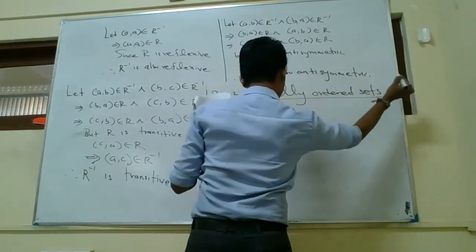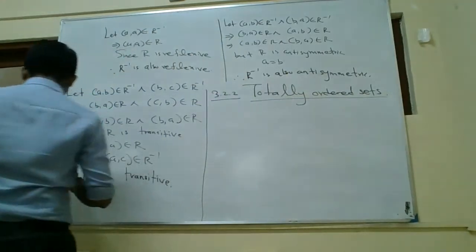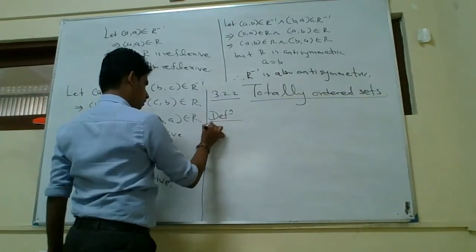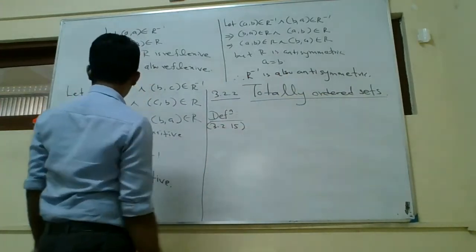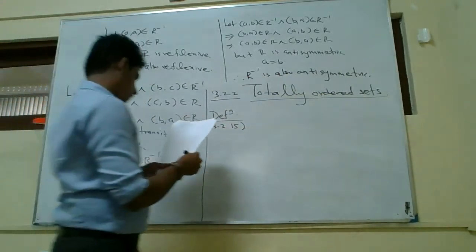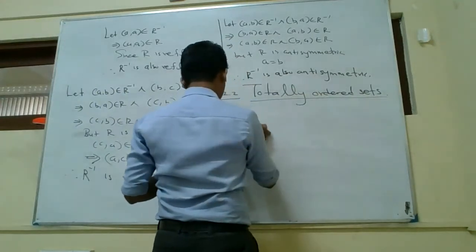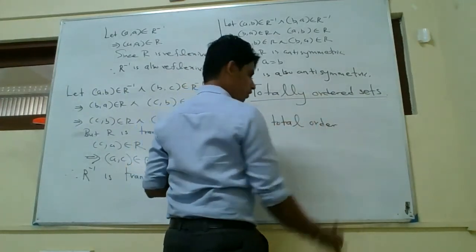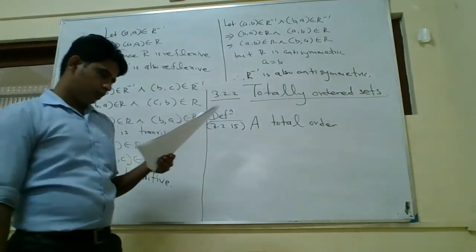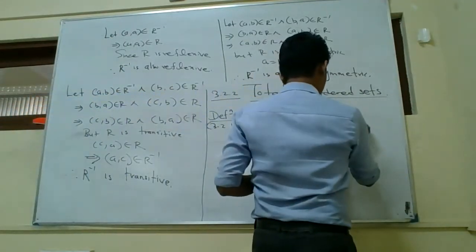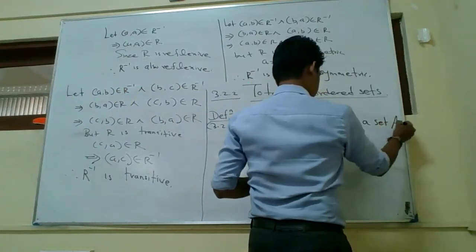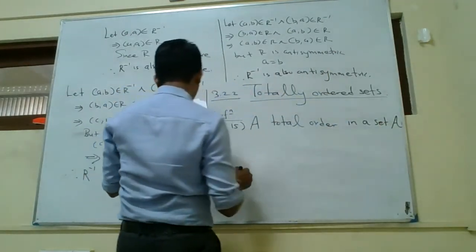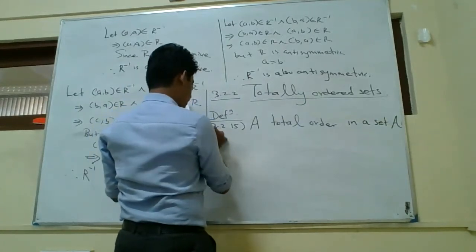Totally ordered sets. Definition 3.2.50. A total order in a set A is a partial order in A.